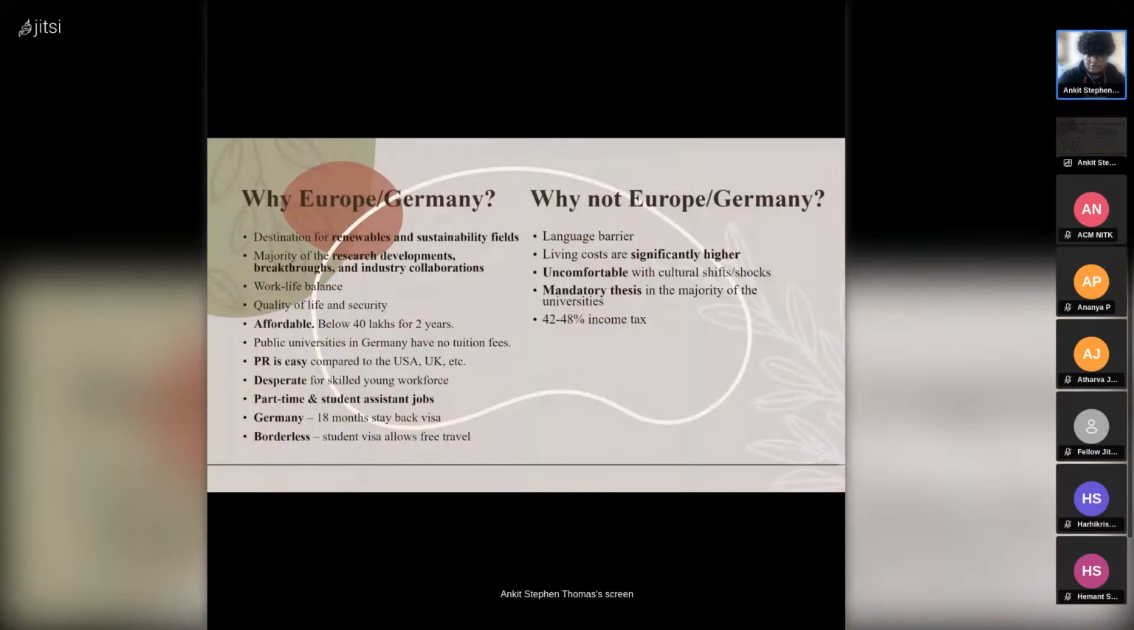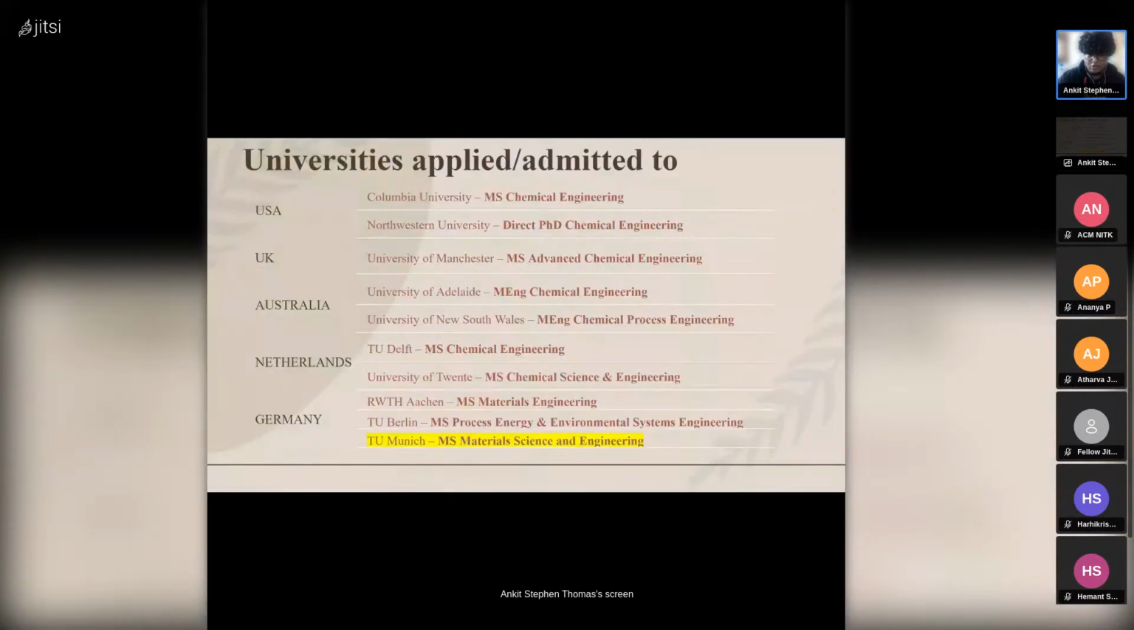Just a little bit about the universities. I got a direct PhD in Northwestern. Columbia, I got an MS program. University of Manchester in UK, I got an MS program. Adelaide, I applied to UNSW and University of Adelaide. There also, I got an M engineering program. Netherlands, I applied to two universities. And Germany, I applied to three universities, out of which I got admits for two, and TU Munich is pending.